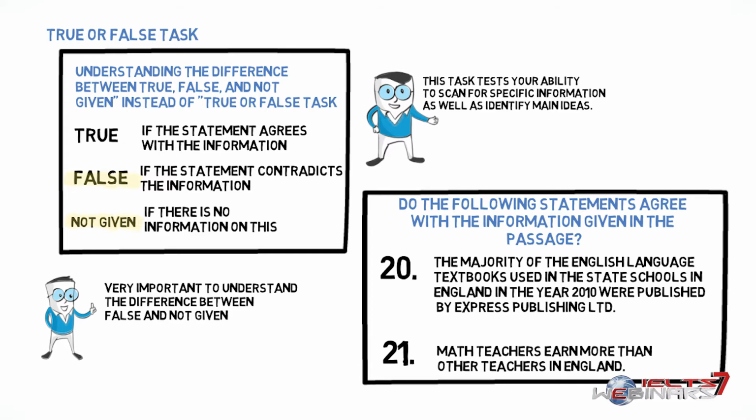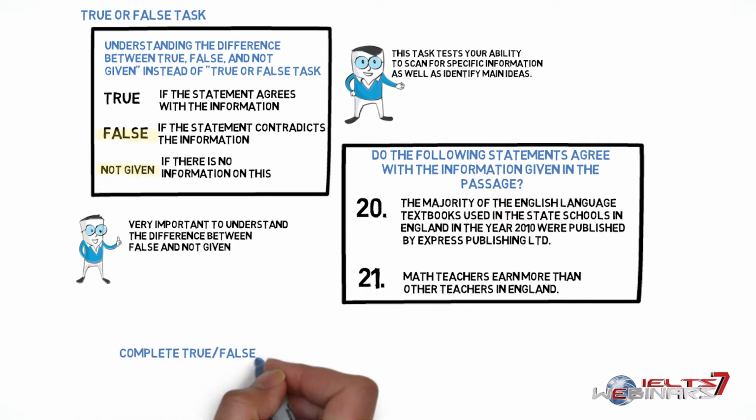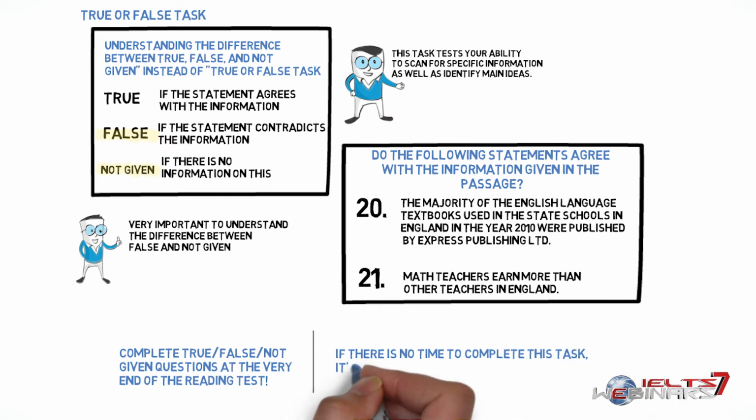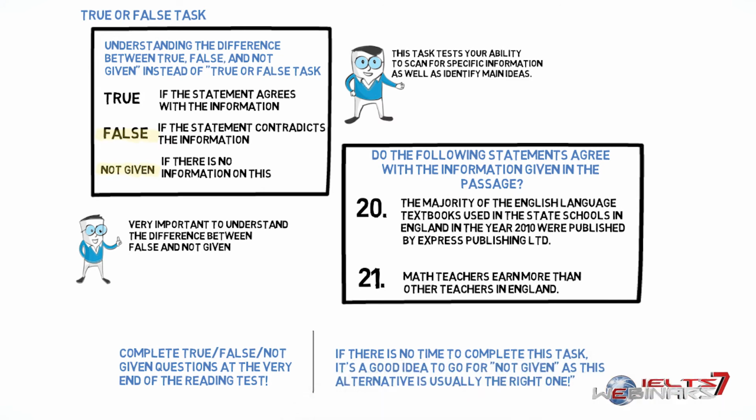It is recommended that you complete true, false, not given questions at the very end of the reading test, after completing all the other questions. If there is not enough time to complete this task, it's a good idea to go for not given, as this alternative is usually the right one.